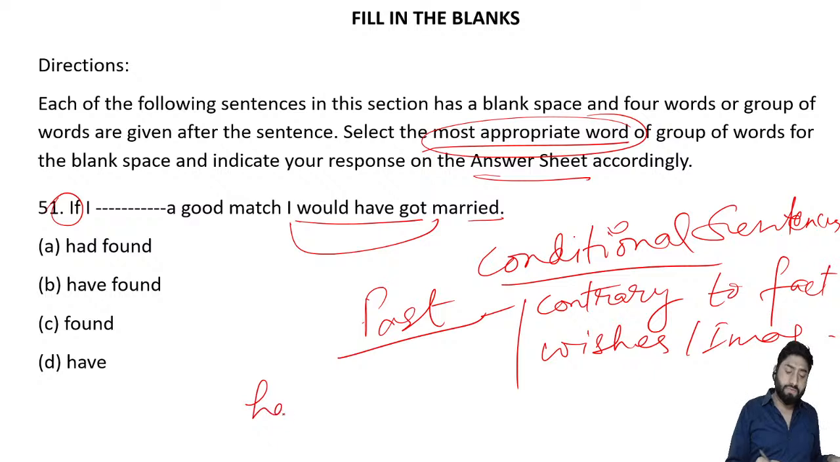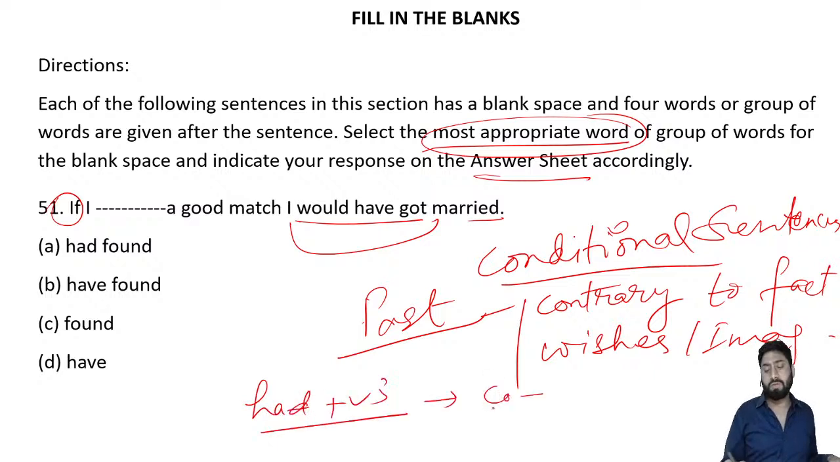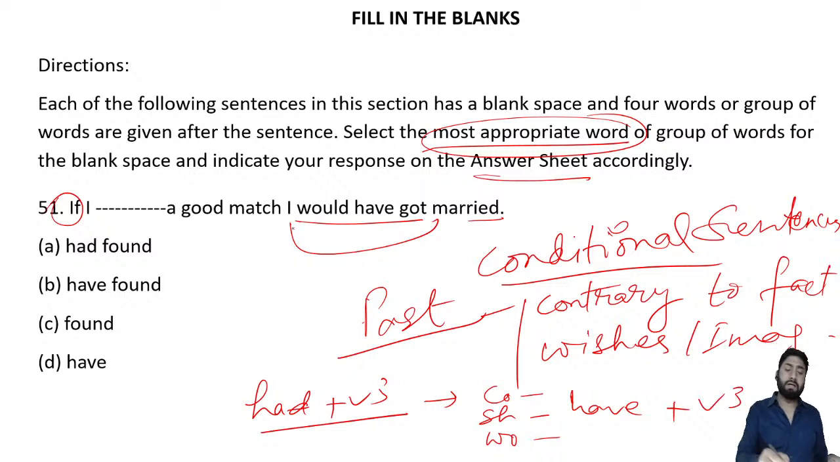So had plus v3 के साथ हम बात कर रहे होते हैं, and the outcome goes with could have, should have and all. Could have, should have, would have, then you go for have, then goes third form. That's how you work, and that's what the construction is here. Would have, could have, right? Would have got married. So if I had found, had plus v3 is had found, immediately you'll pick it.